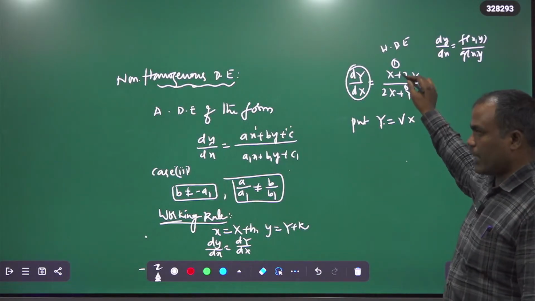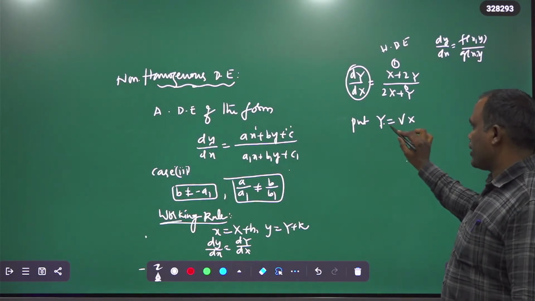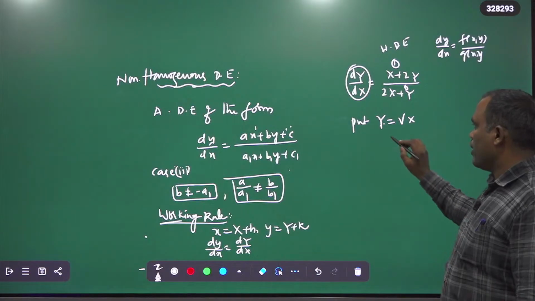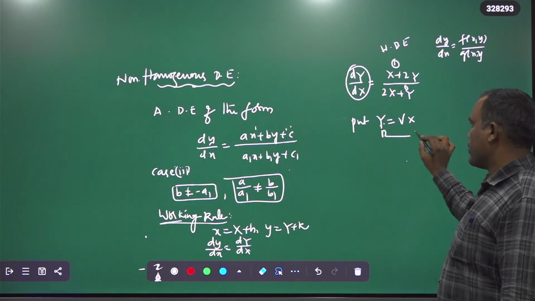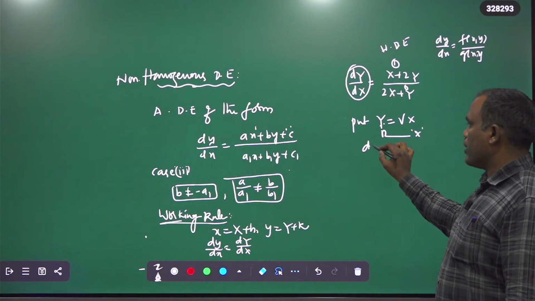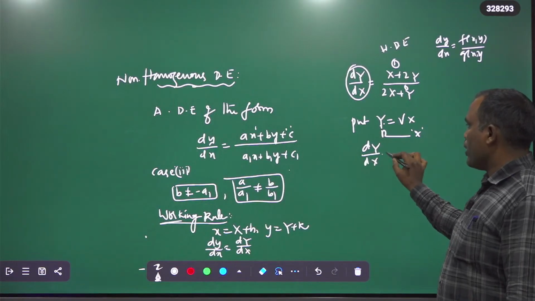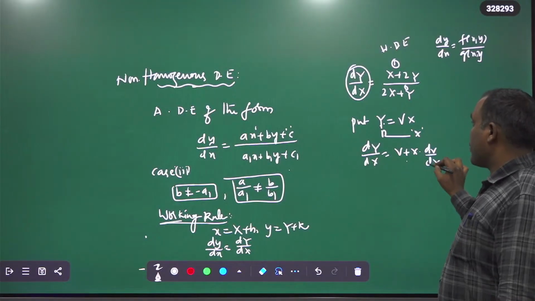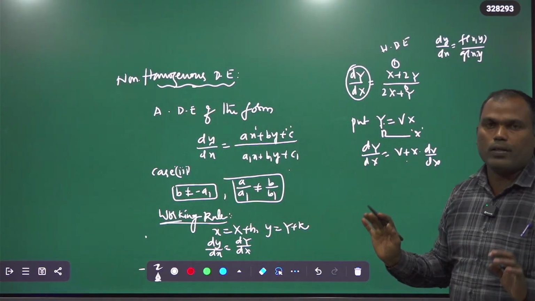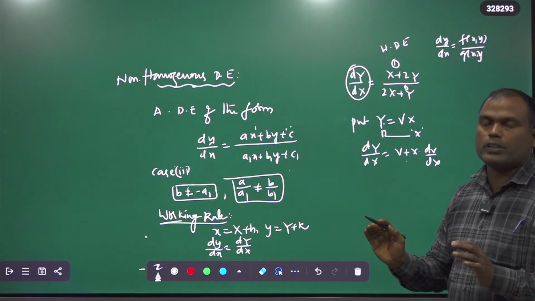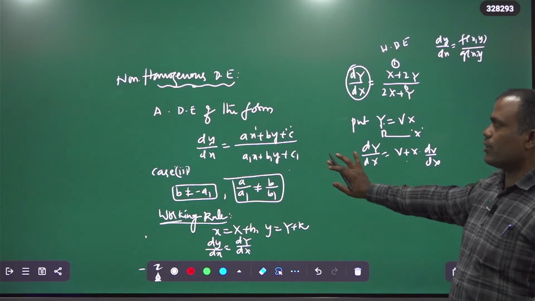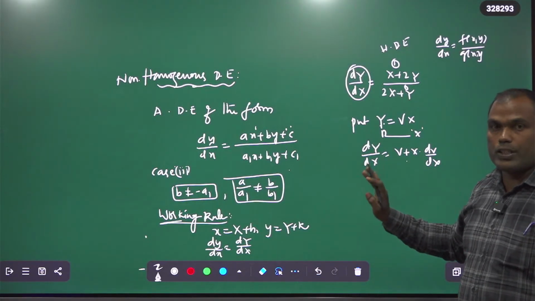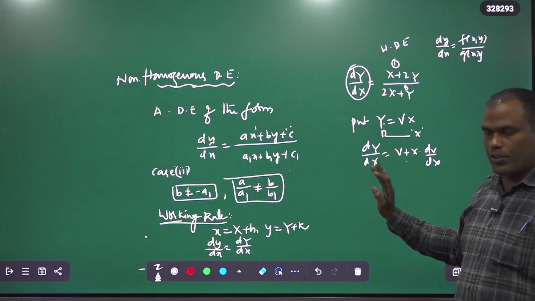Here capital X, capital Y terms are there. Then you can take capital Y is equal to vx and differentiate with respect to x. Then what will you get now? dy by dx equal to v plus x into dv by dx. After substituting, the variables are separable, then integrating on both sides, we get the answer. This is the concept for a non-homogeneous differential equation.